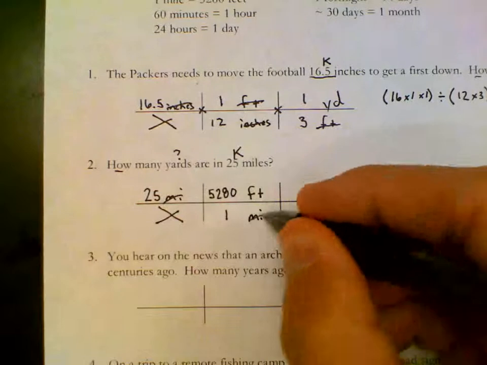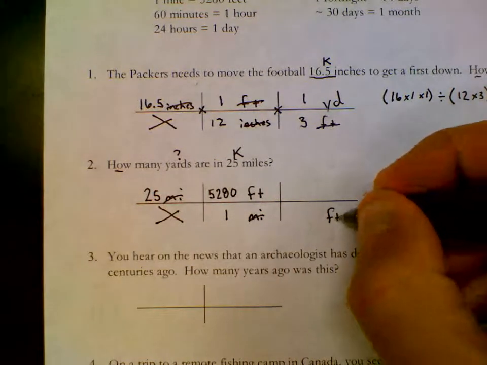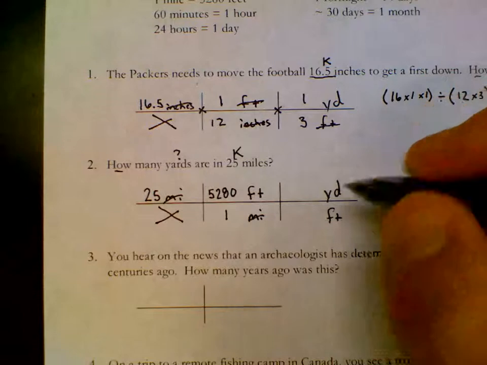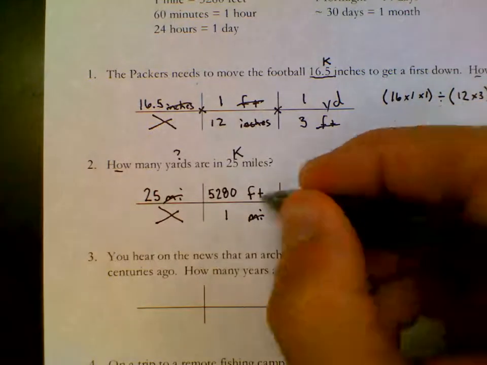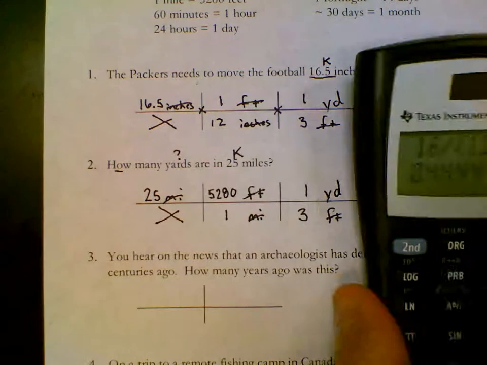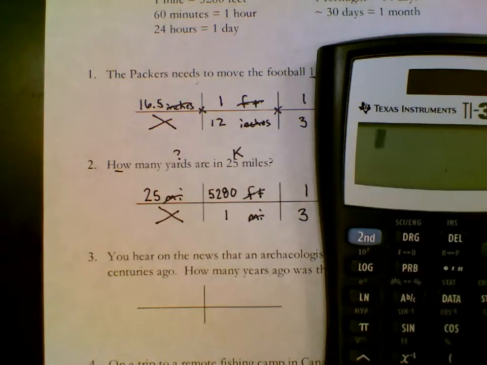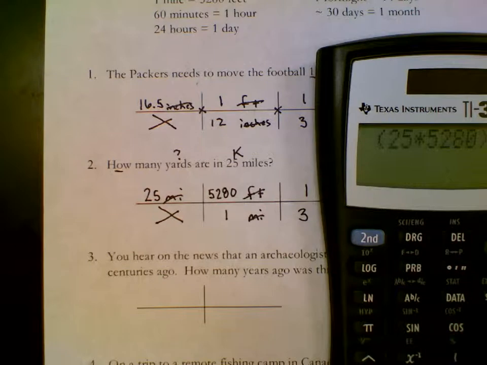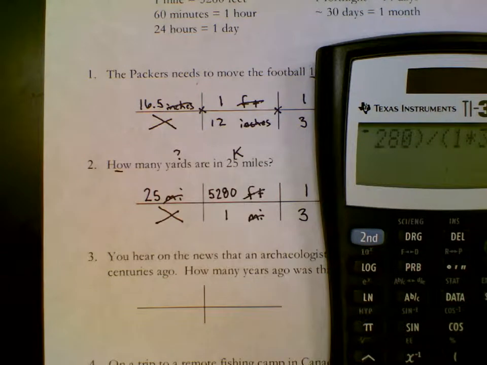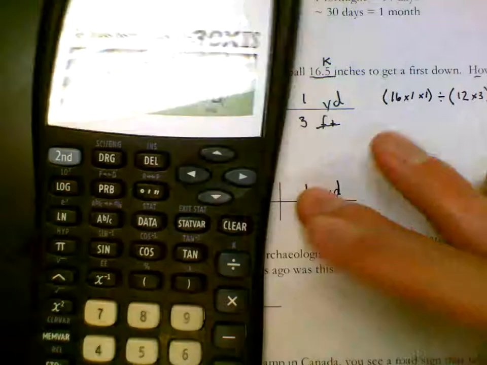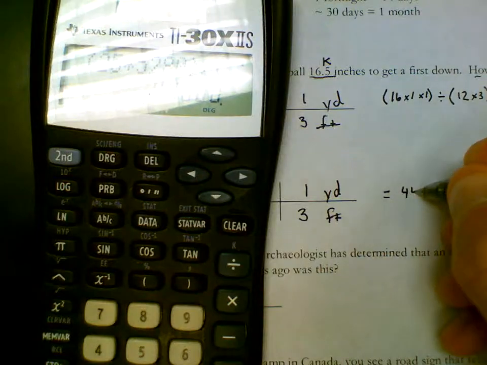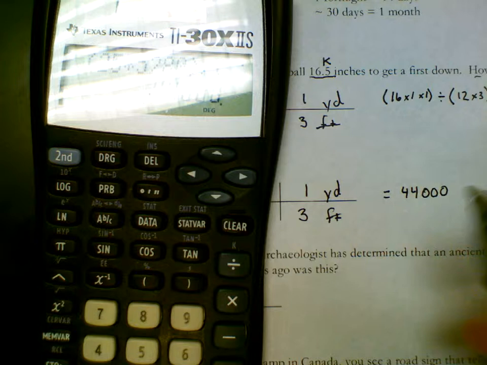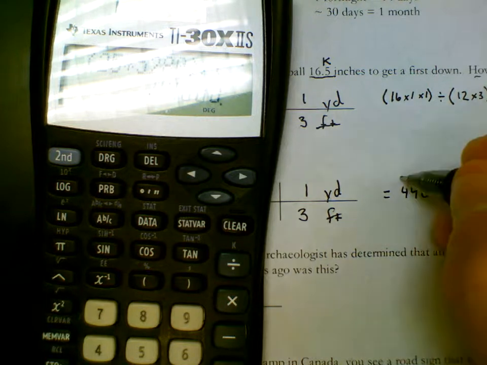Miles cross off. I don't want feet because that's not yards, and I have a conversion for feet to yards. 3 feet is equal to 1 yard. In my calculator, the top numbers, parentheses, 25 times 5,280 divided by the bottom number, 1 times 3, which could just be really divided by 3, equals 44,000. And then the only unit that didn't get crossed off is yards. Box the answer to find it.